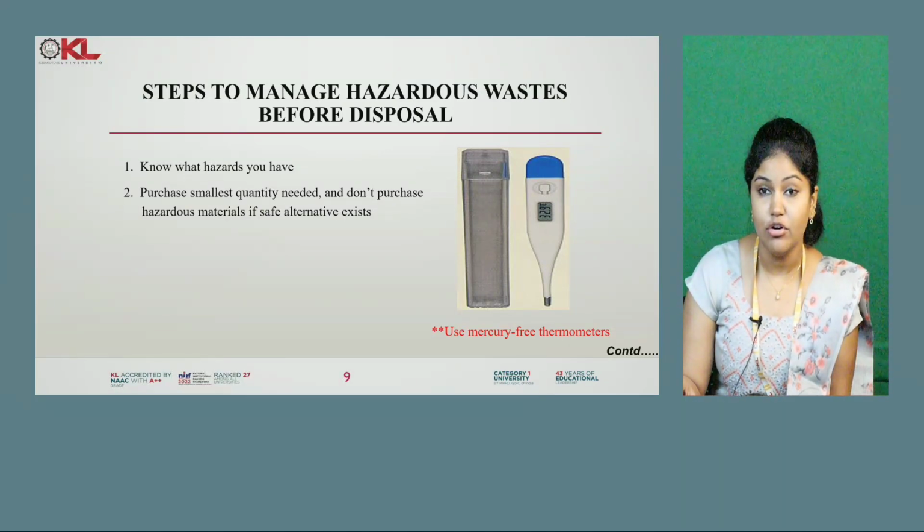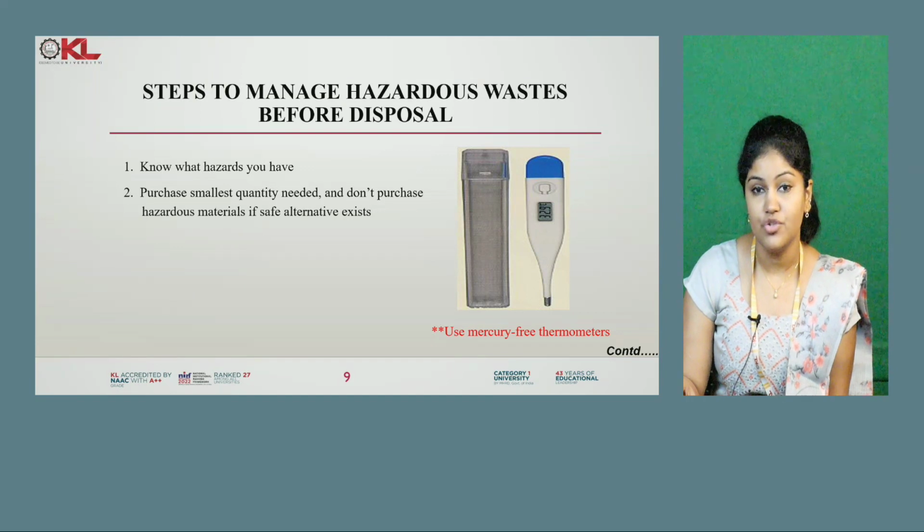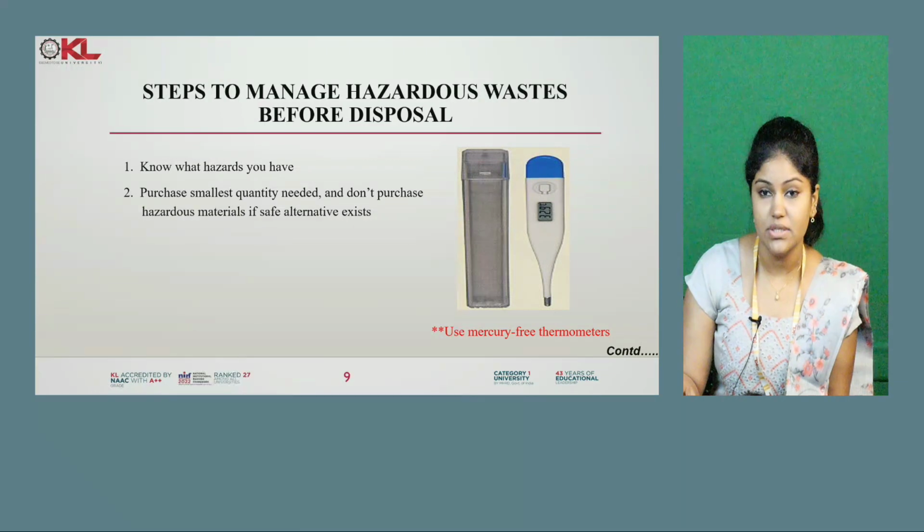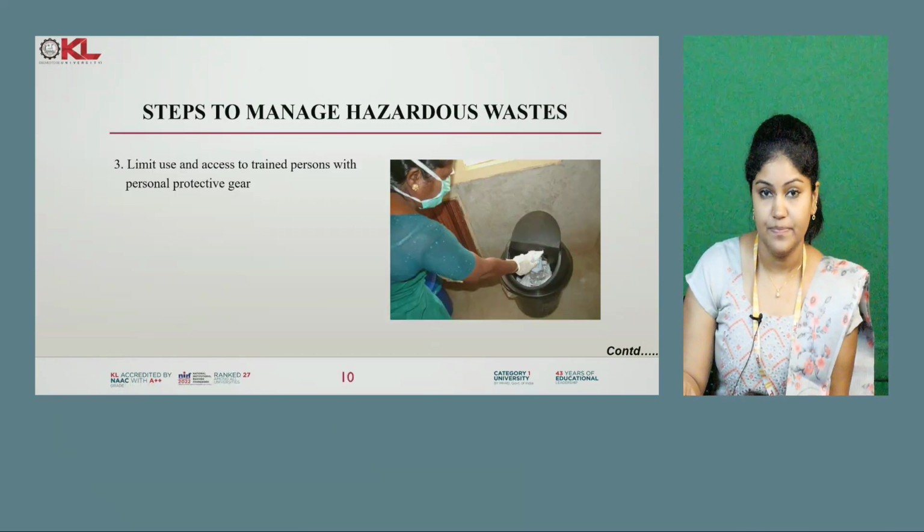For example, in our homes we are using batteries or thermometers. If we have 4 people in the home, we should not purchase 4 thermometers. We have to purchase only 1 thermometer. So this is, purchase the small quantity needed. We should not purchase more, and we should not dispose of it in the dustbin. That comes under source reduction.